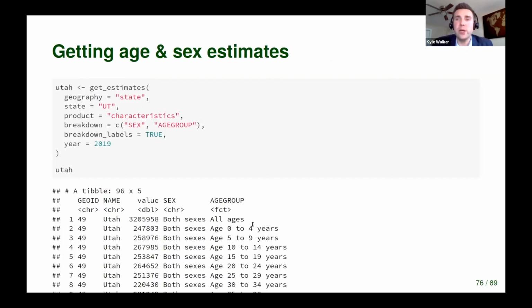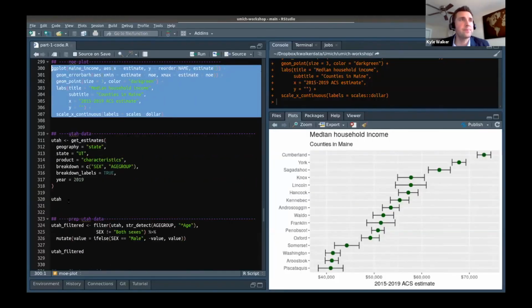So let's take a look at what population estimates data look like. We're going to look at the state of Utah, and we're going to grab characteristics. So this will give us population estimates broken down by sex and age group. We're going to use informative labels, and we're going to grab data for 2019. So let's go over to R and run that through and take a look.